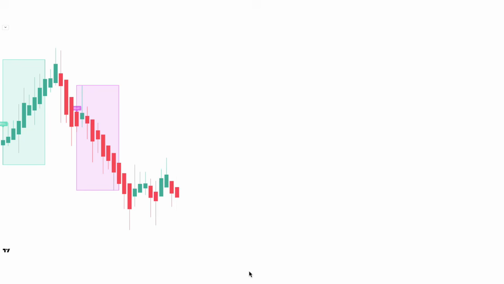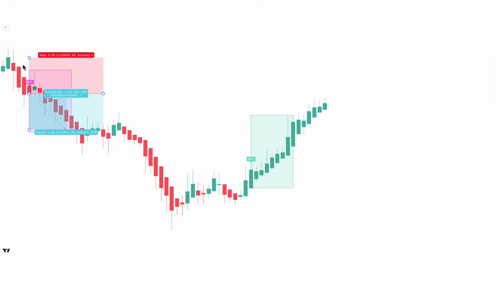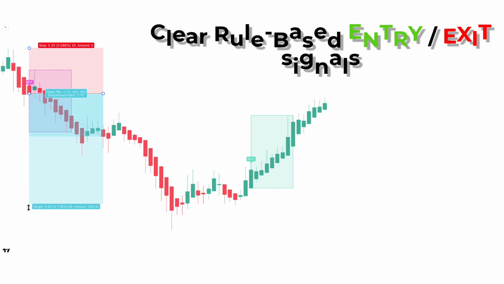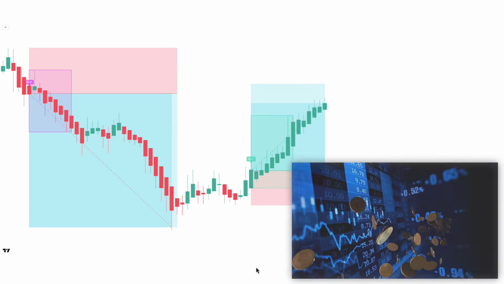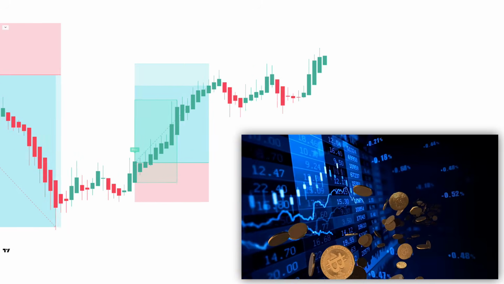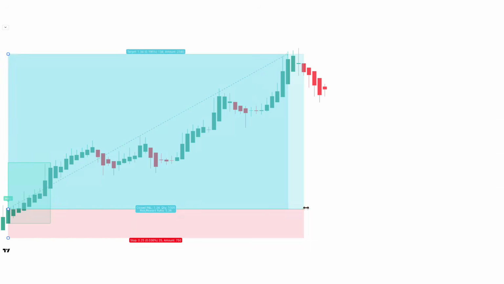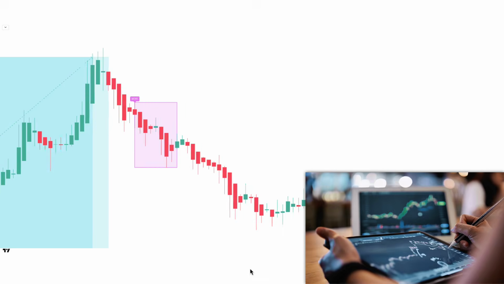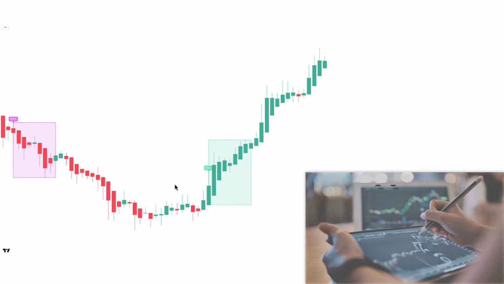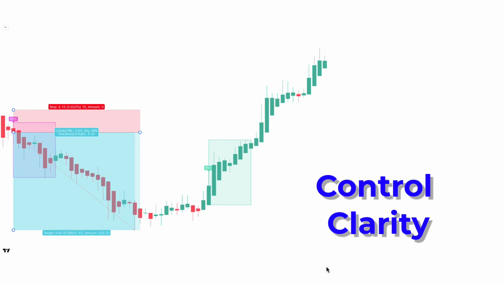In this video, I'm introducing you to this new powerful indicator that completely eliminates guessing and gives you clear, rule-based entry and exit signals. This indicator doesn't throw random arrows. It reads the price movement, understands the market structure, and only highlights those moments where making a decision is actually smart. Its goal is not to make you take more trades, but to focus on the right trades. Less noise, less emotional pressure, more control and clarity.